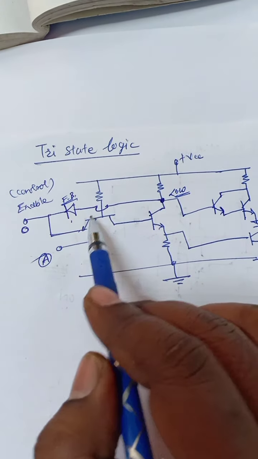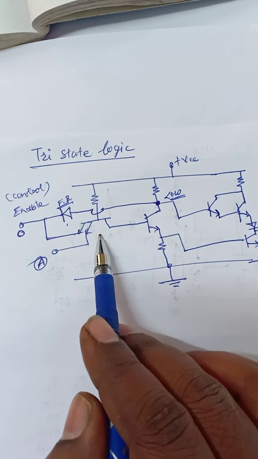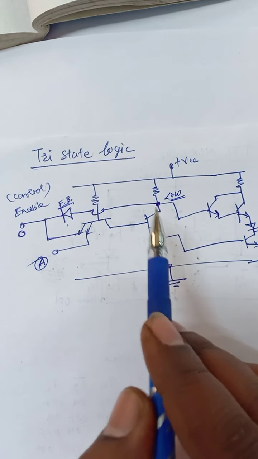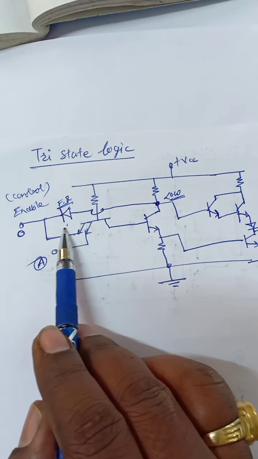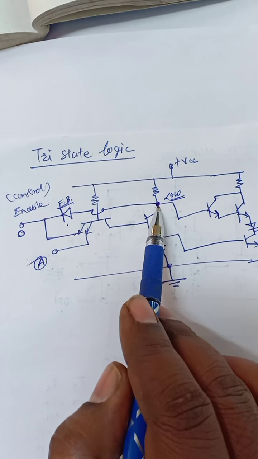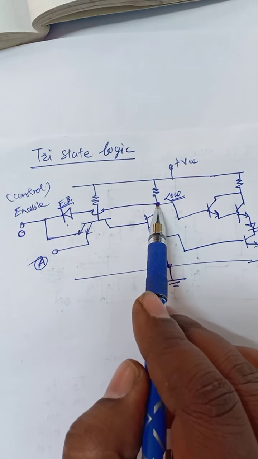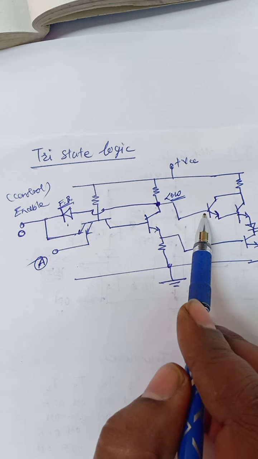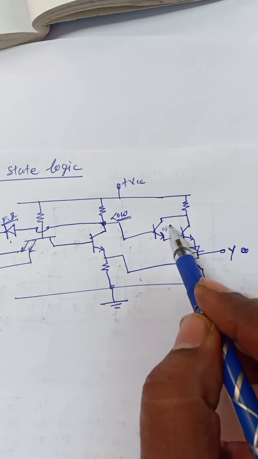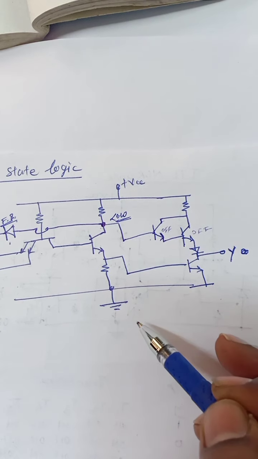Okay, why? Because whatever the voltage at this point, whatever the condition it may be, we don't bother about the condition of this transistor or this transistor. So with enable 0, the diode will forward bias and it drops the voltage at the collector of this transistor. As this collector voltage is low, it is applied to the base of the transistor, so it will remain in off state. This will maintain this status to off.